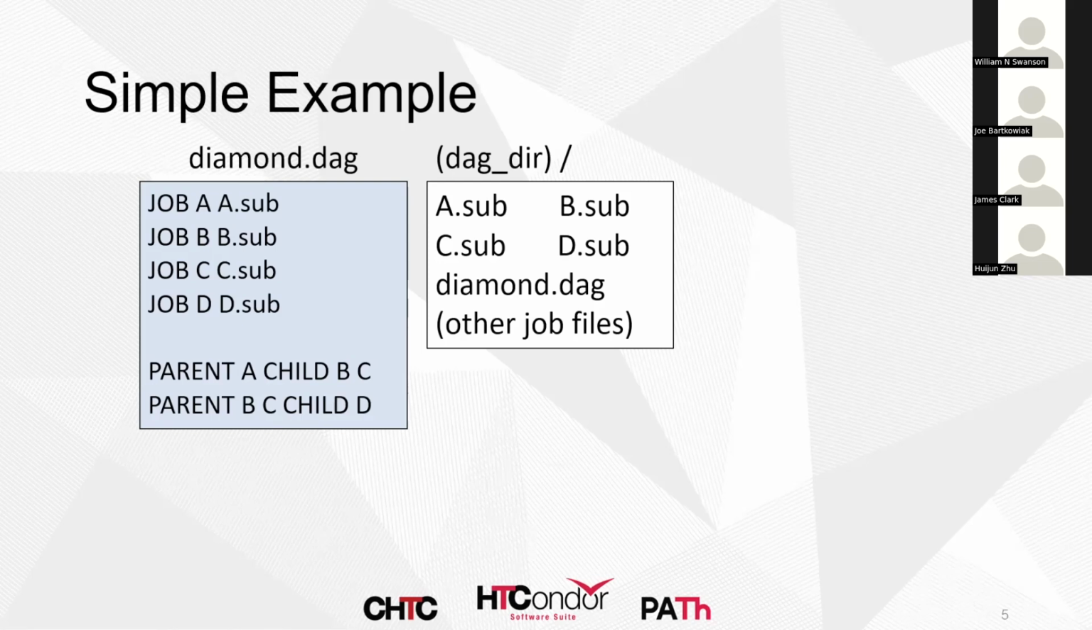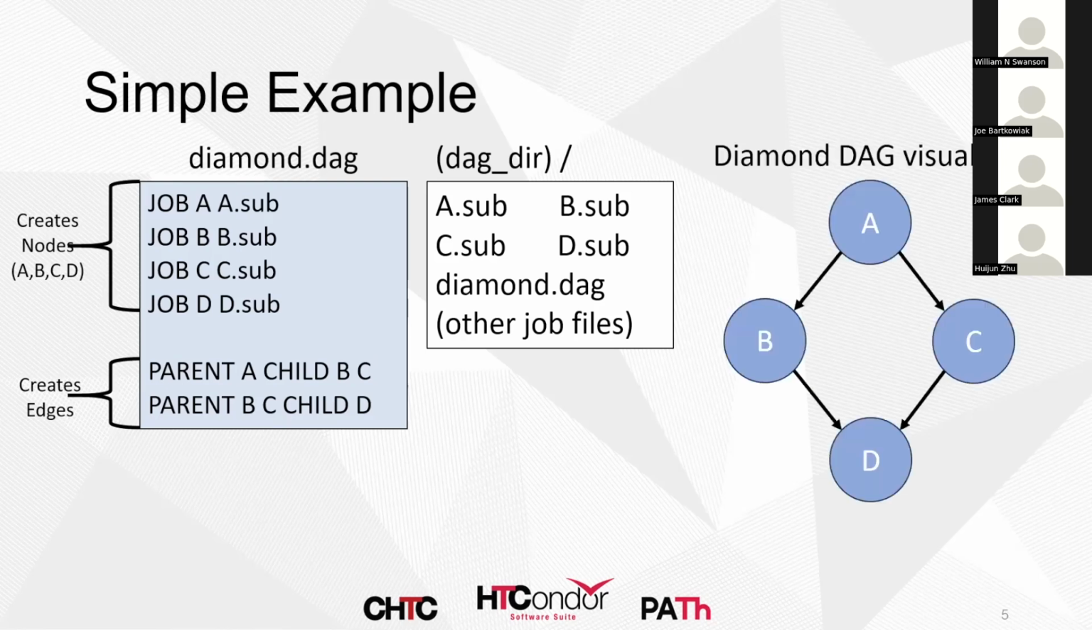As you can see, there's a few different lines in the DAG file. The first 4 create nodes. So we have the ill-named job. Job A runs A.sub. Job B runs B.sub. Job C, C.sub, and so on. These last 2 lines, the parent-child relationships, those create the dependencies between your nodes. This is how we actually create that DAG structure. If we visualize this, we get our diamond DAG. Voila, as Frank would say.